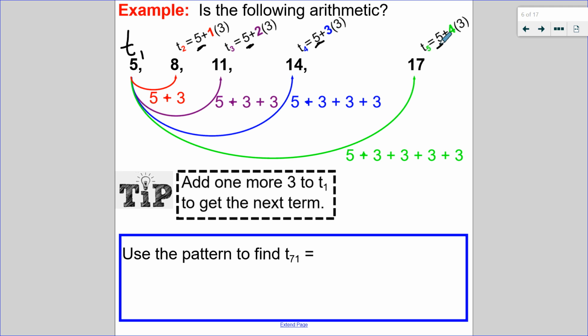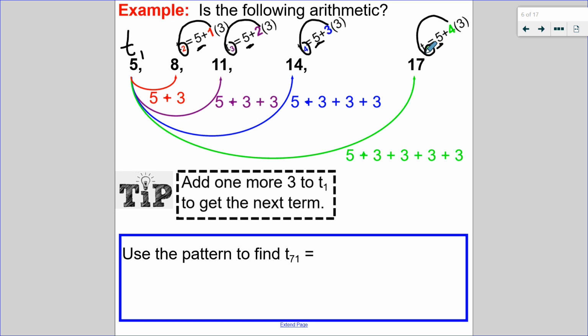The number of 3s that I add is always 1 less than the term number. See here how I add 1 three and the term number was 2. Here I add 2 threes and the term number was 3. I add 3 threes because the term number is 4, 4 threes because the term number is 5.